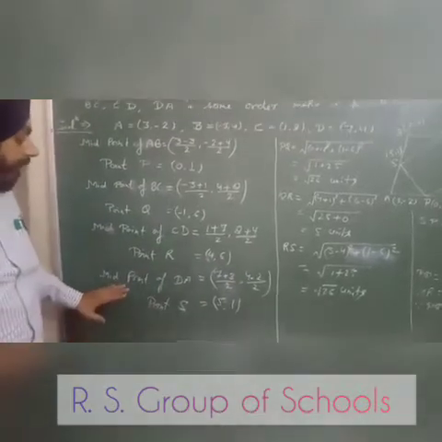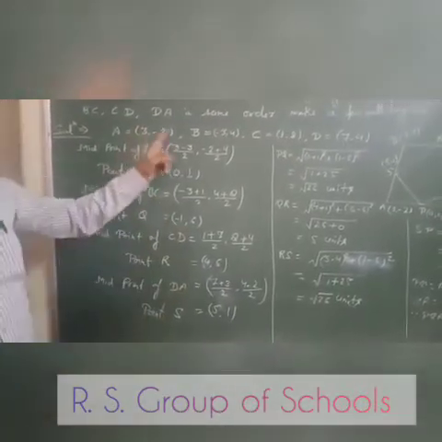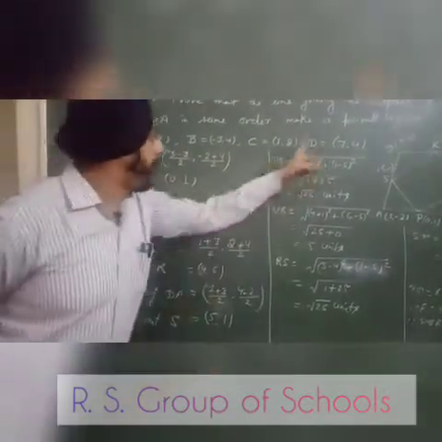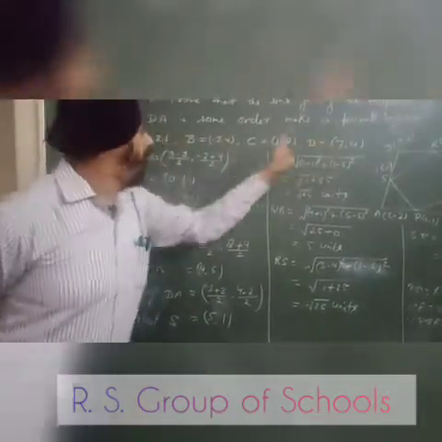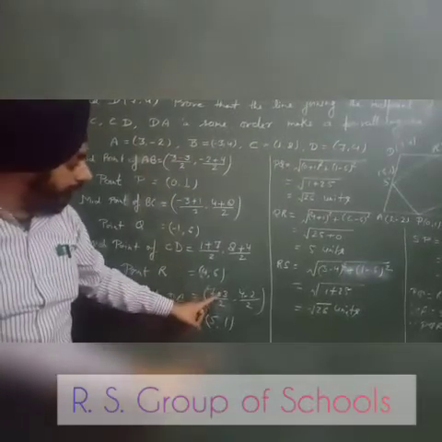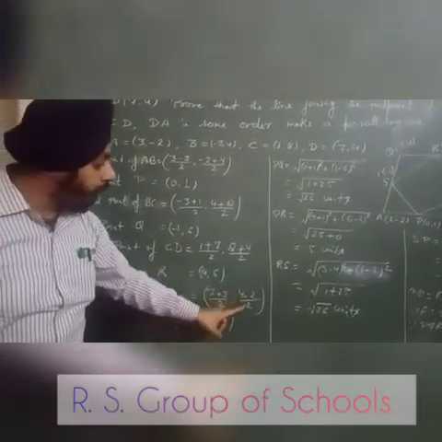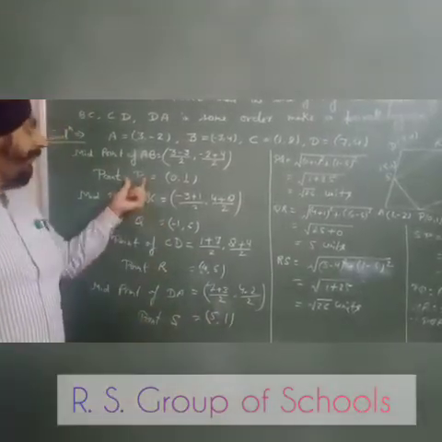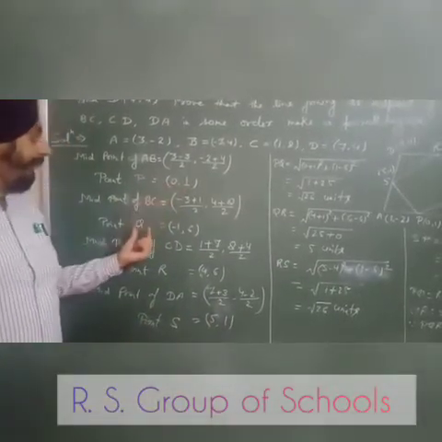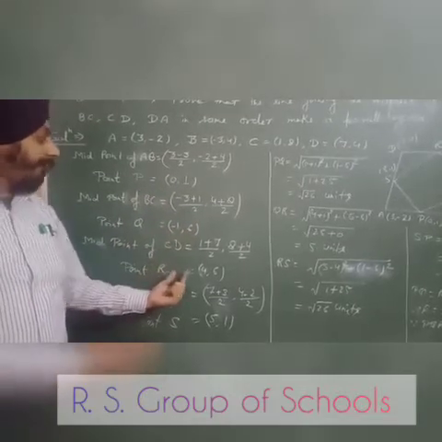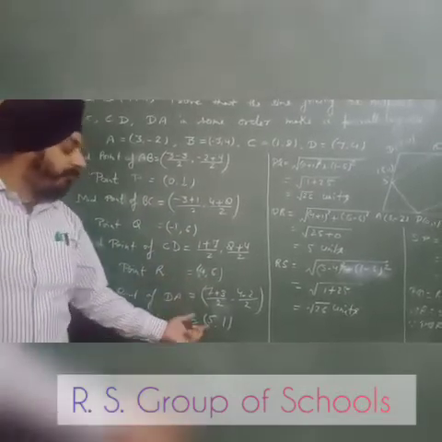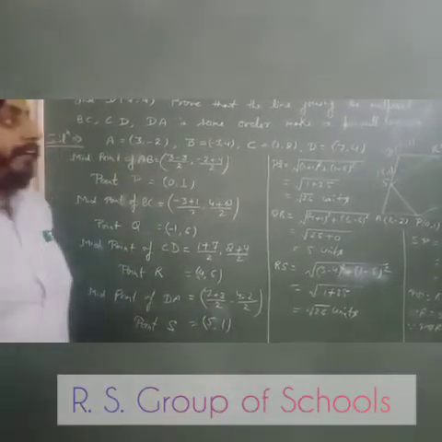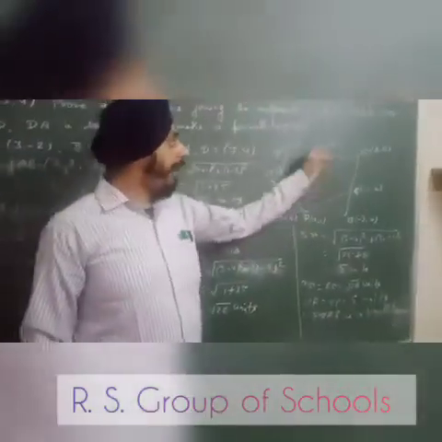In this way we find the midpoint of DA. We take points D and A. We put the values (7 plus 3) by 2, (4 minus 2) by 2. 7 plus 3, 10 by 2 means 5, and 4 minus 2 by 2, 2 by 2 is 1. Now the midpoint of AB is P (0, 1), BC is Q (-1, 6), R is (4, 6), S is (5, 1). In this way we find all the midpoints of its sides P, Q, R, S.